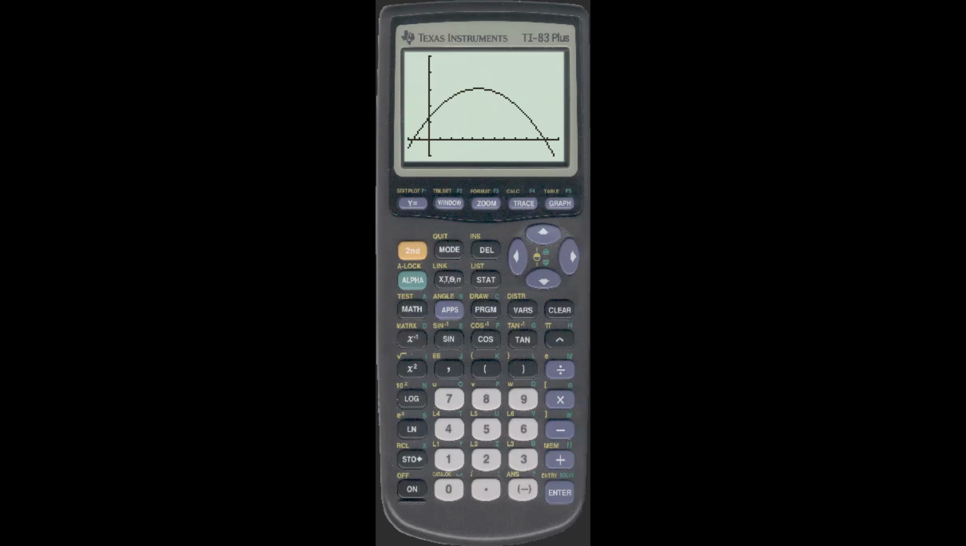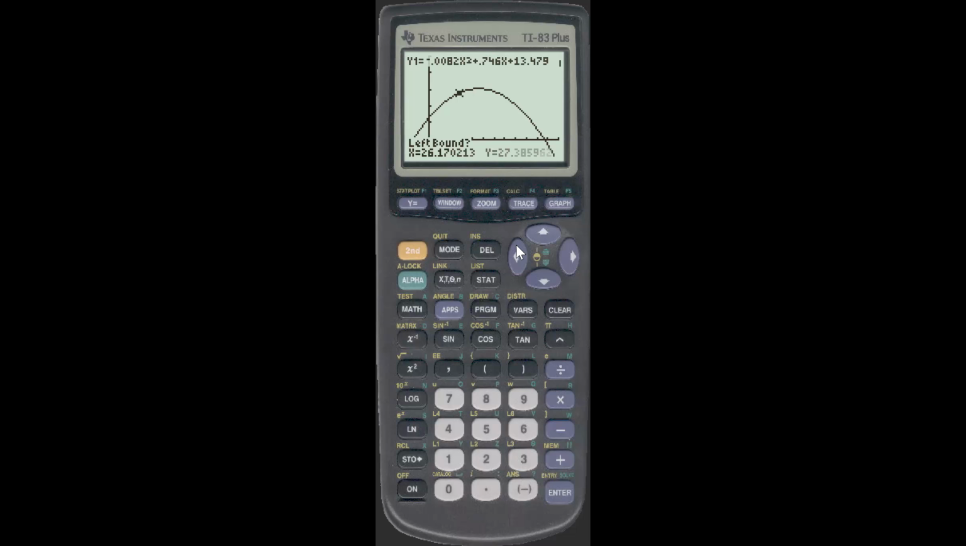And it needs to fully be traced. All right. So I want you to hit the second button and then calc, which is above trace. Hit second. You'll have the little arrow there, and then the calc button, which is above trace. Can you do that? Yeah. All right. We're going to calculate the zero. So you want to go to number 2 and hit enter. What does it show on your screen in the lower left corner? Left bound.